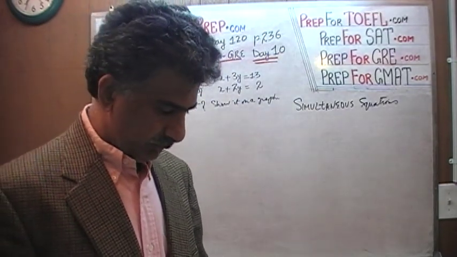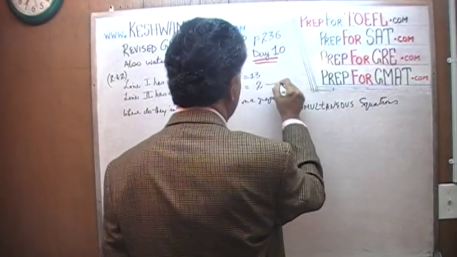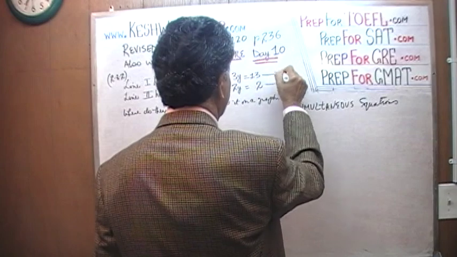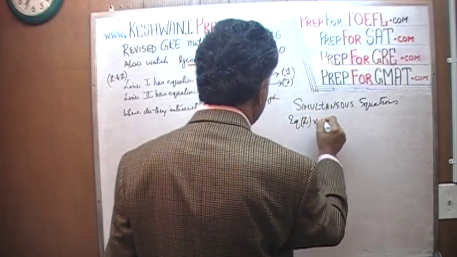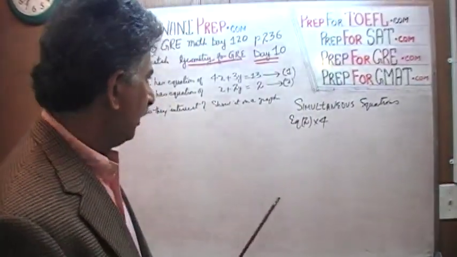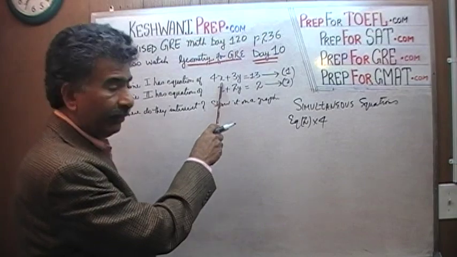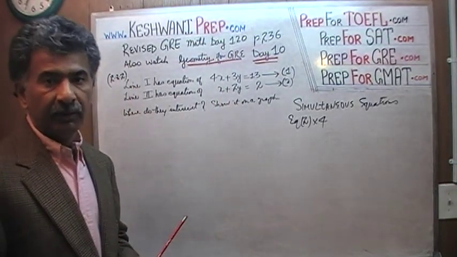Okay, so let's call this one equation 2 and this one equation 1. Let's take equation 2 and multiply it by 4. Why do I want to multiply equation 2 by 4? Because somehow we have to make the coefficient of either x or y the same, so that we can cancel each other out by subtracting one from the other.